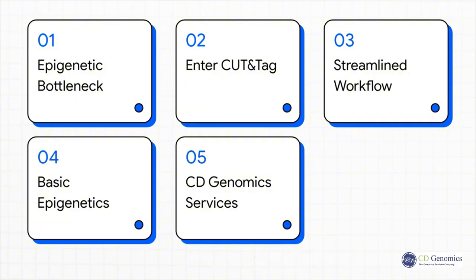Okay, let's dive right into our roadmap for today. We'll start with 1, the epigenetic research bottleneck. Then 2, enter cut-and-tag sequencing. Next up is 3, a streamlined experimental workflow, followed by 4, applications in basic epigenetics, and we will wrap things up with 5, CD Genomics sequencing services.